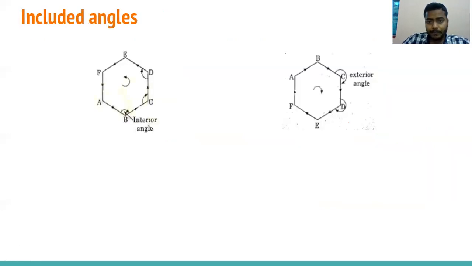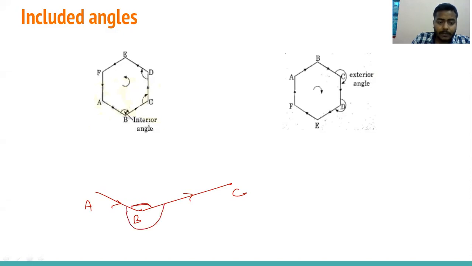Included angle. It's very important. Once the bearings are given for a traverse, then you can calculate the included angle. Or once the included angles are given, then we can calculate the bearings, whether fore bearing or back bearing, right? It's very important when two lines are meeting. Suppose this is the survey line A to B, and this is B to C. When the two lines are meeting at a point, then the angle is called the included angle.